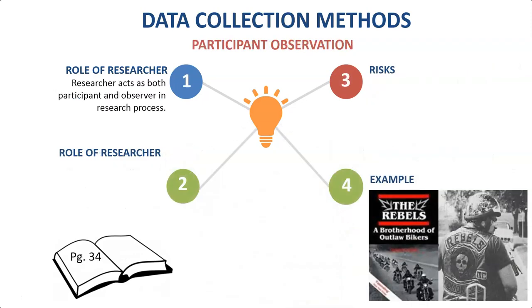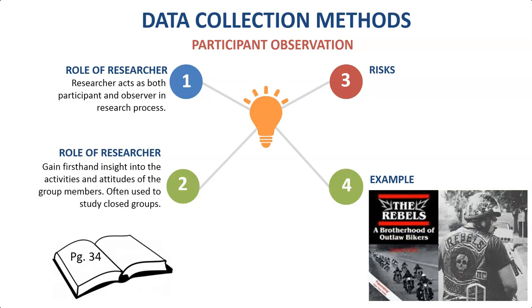With participant observation, the role of the researcher is to act both as a participant and an observer in the research process. This can be really useful because researchers can gain first-hand insight into the activities and attitudes of the group members. It's often very effective in studying closed groups.